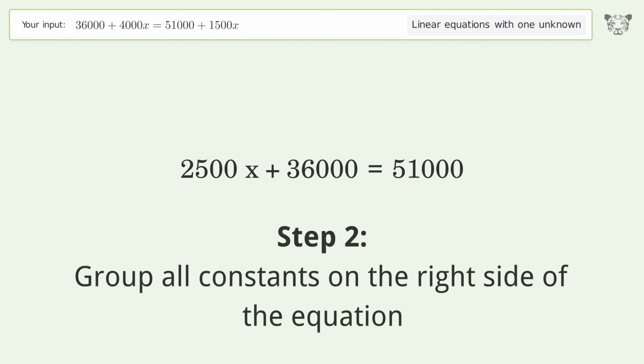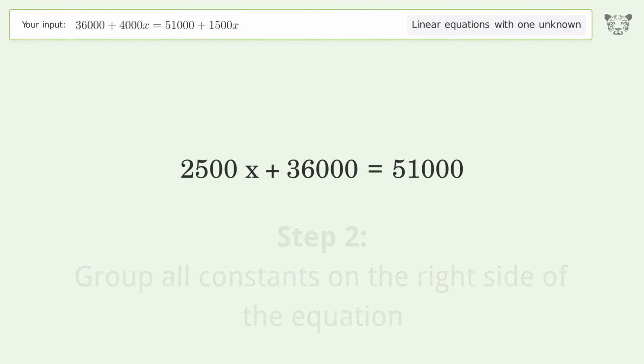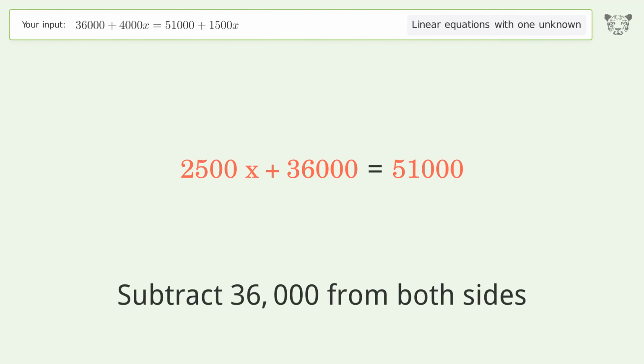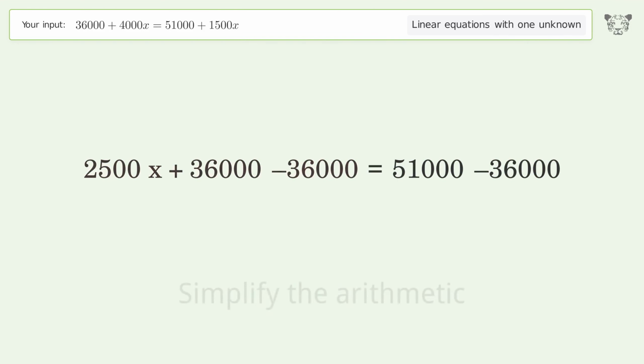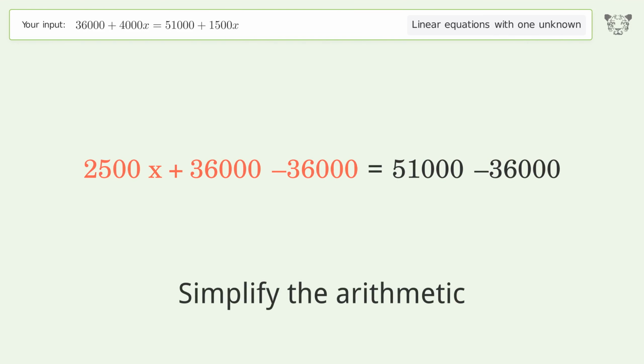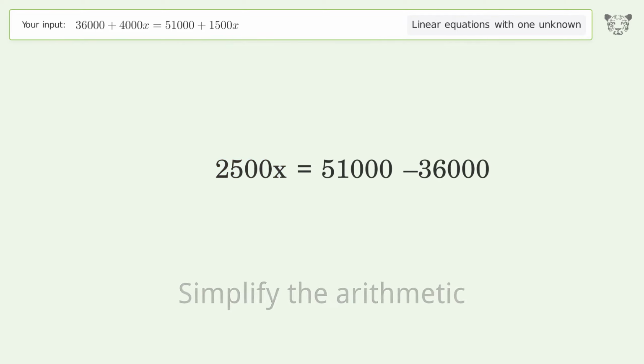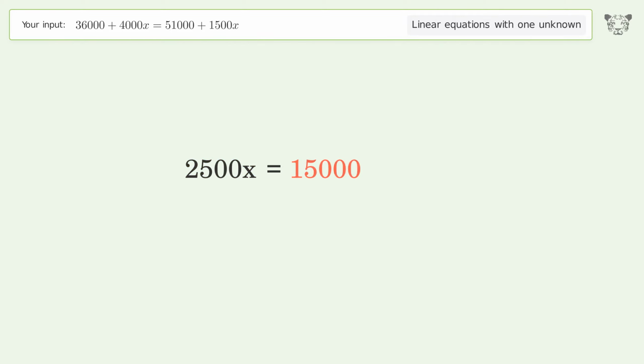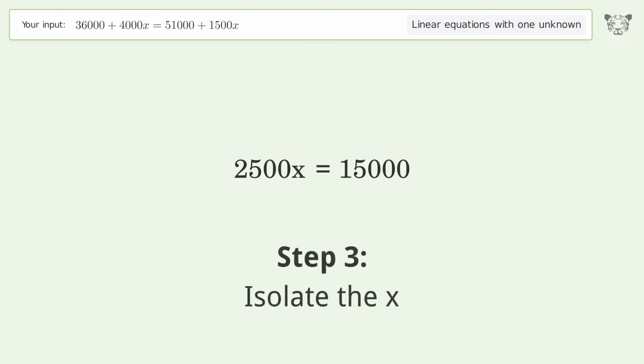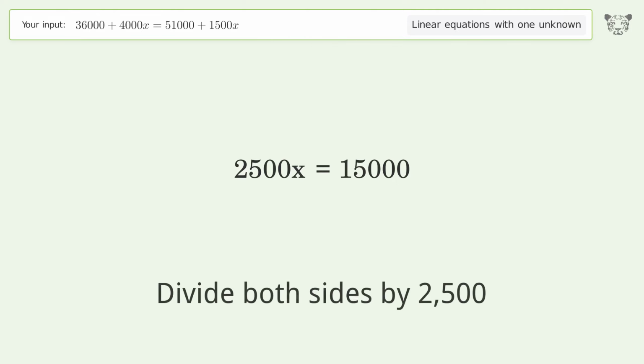Group all constants on the right side of the equation. Subtract 36,000 from both sides. Simplify the arithmetic. Isolate the x. Divide both sides by 2500.